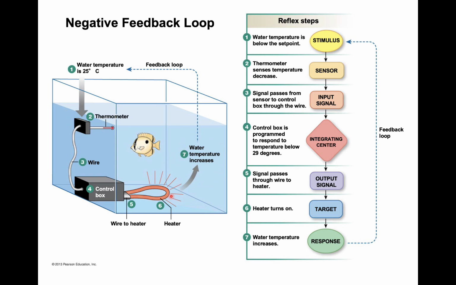When this happens and this heater turns on, does this heater stay on forever and ever and ever? Well, I hope not, because it would warm up this water too much and the fish would probably die. So there's something called a negative feedback loop. Once this water reaches a high enough temperature, it's sensed by the thermometer again, sending the signal to the control box. And the control box then says, oh, we've reached the temperature we want to be at. We can go ahead and turn off the heater now. This circulating process is called a negative feedback loop.